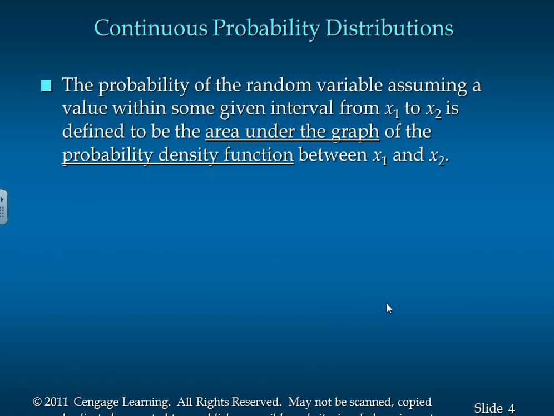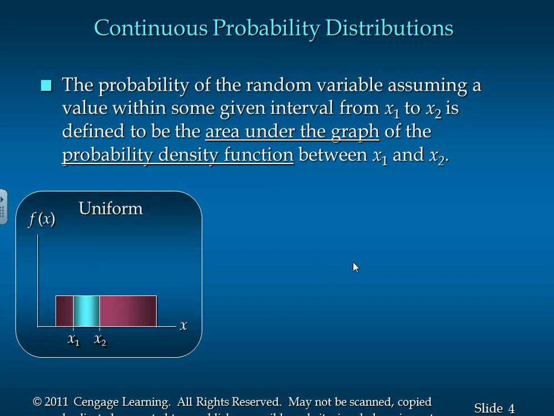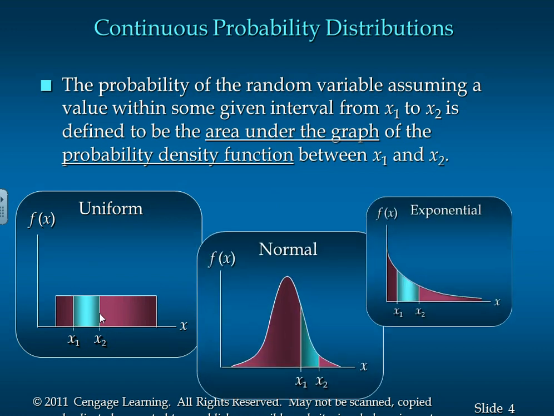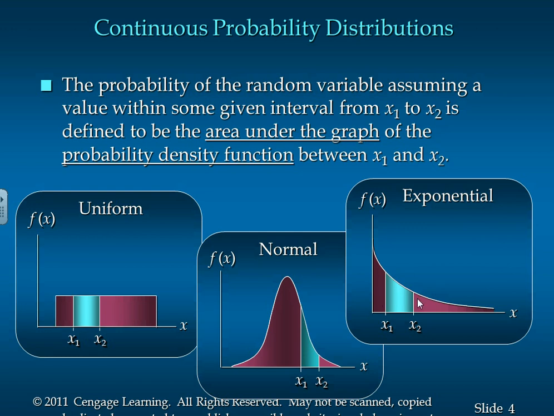The probability of a random variable assuming a value within some interval x1 to x2 is defined as the area under the graph. Now, area under the graph is also an integral, so that's integration in calculus. So maybe we'll see a calculus thing here. I doubt it, but we might. It's possible. So I've got some probability that I'm going to be between x1 and x2.